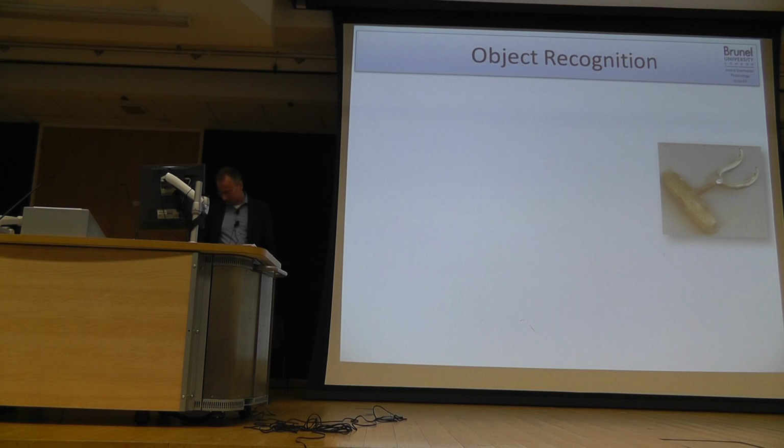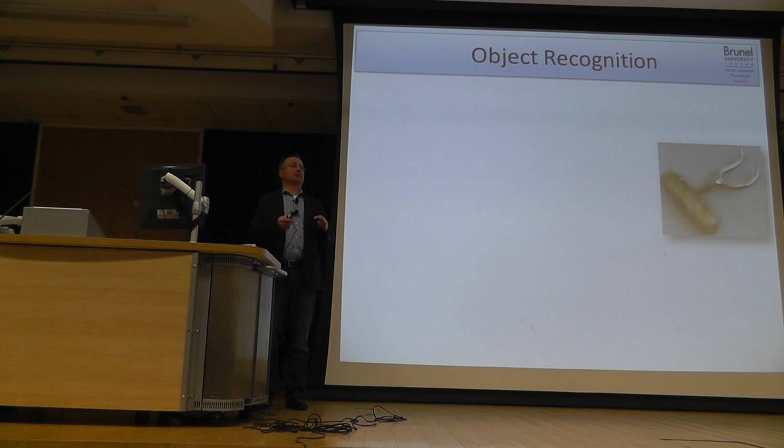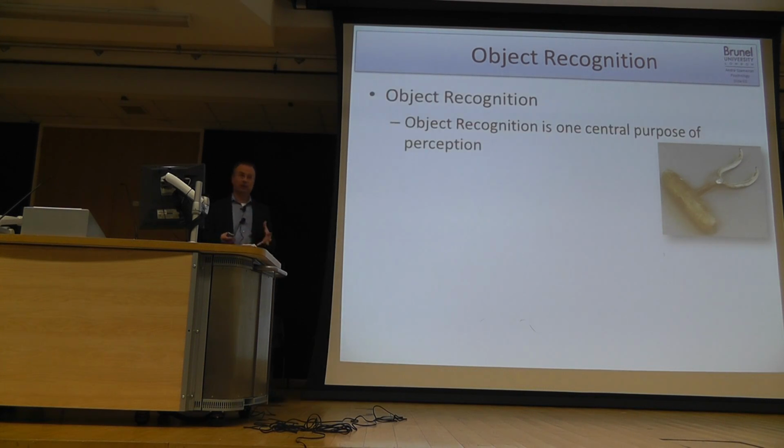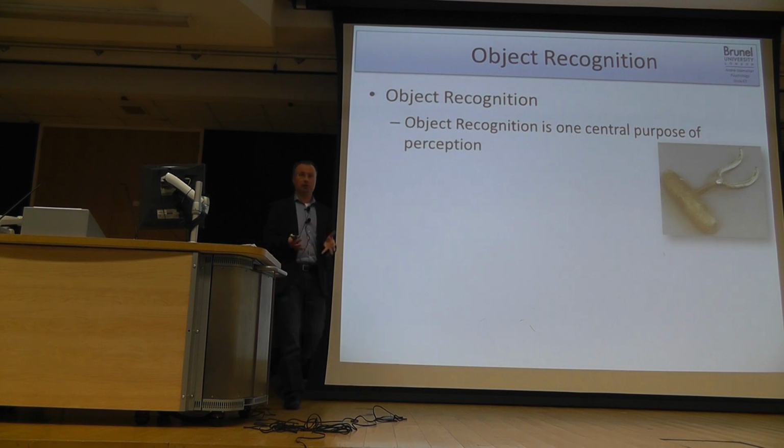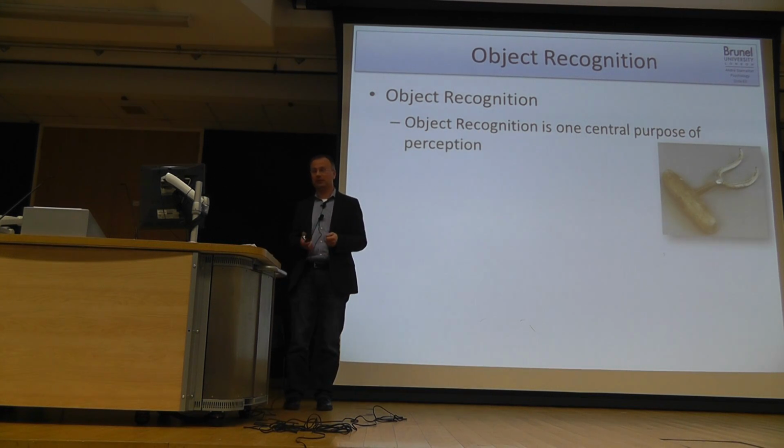Object recognition is a very important thing in our everyday life, because a lot of the time during the day we interact with objects. You have a pen in your hand, you drink your coffee, you have a laptop, you put on your shoes. It's all objects. We deal with that all the time. So object recognition is really a central purpose of perception.